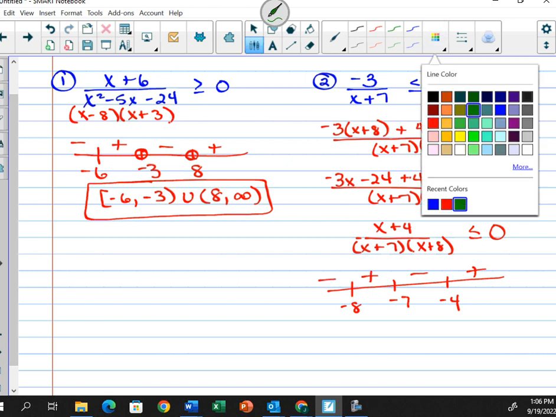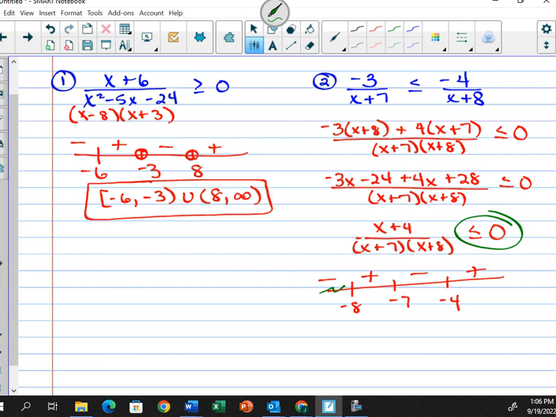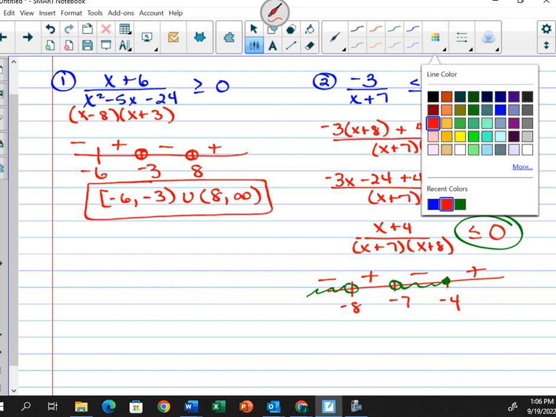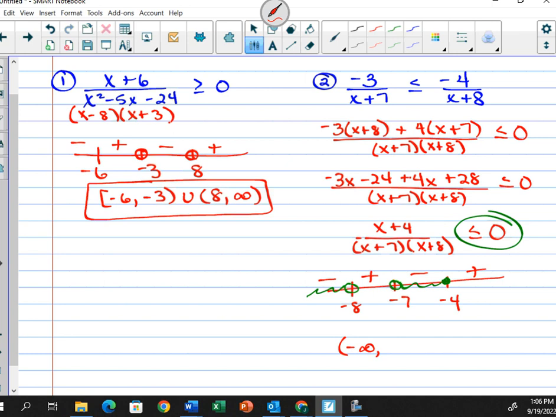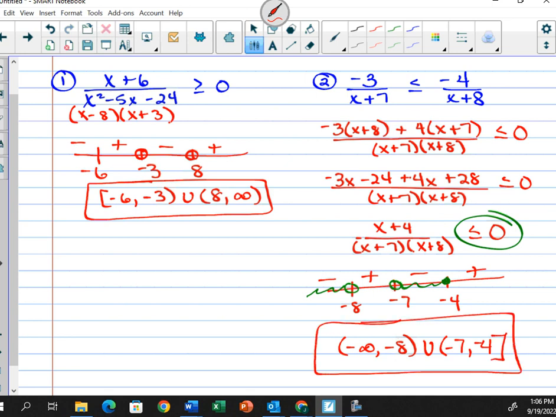I want, when is it less than or equal to 0? So I want these negative parts. And I have to skip the -7 and the -8, but I can include the -4. So your final answer is -infinity to -8 parentheses, union, parentheses, -7 to -4 brackets. You guys see it? Okay. Henry, do you see it? Okay. One more, guys. One more, and then I'll give you your worksheet for homework.